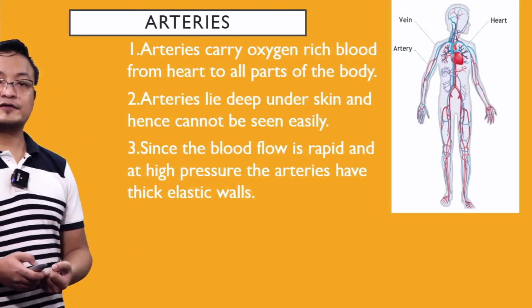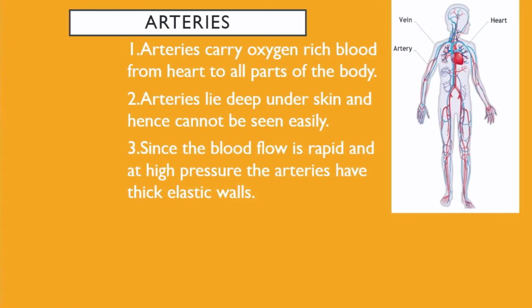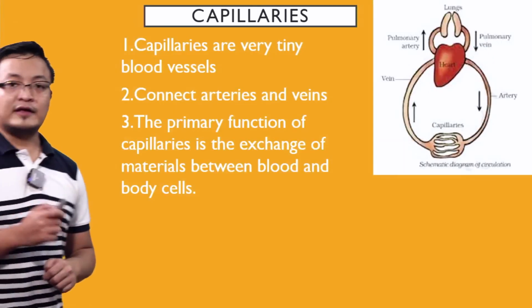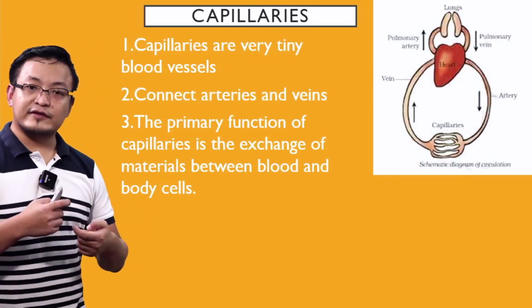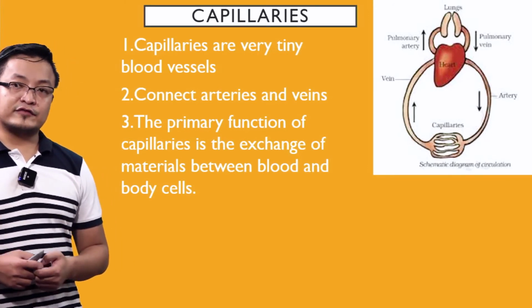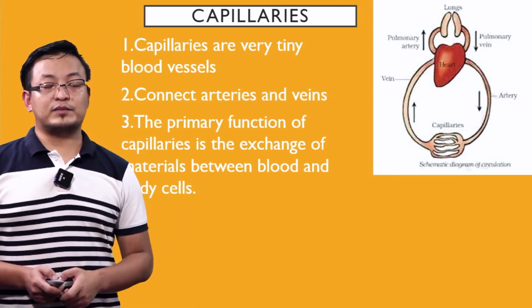Students, see, the main difference is that arteries carry oxygen-rich blood from the heart to all parts of the body. The veins carry carbon dioxide rich blood from all parts of the body back to the heart. And capillaries connect arteries and veins. So students, these are the different types of blood vessels.